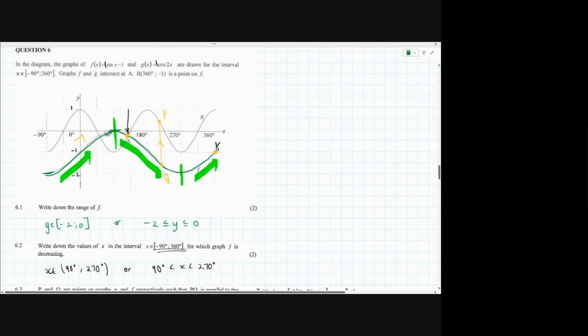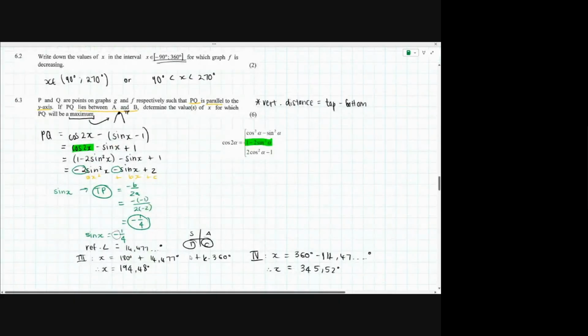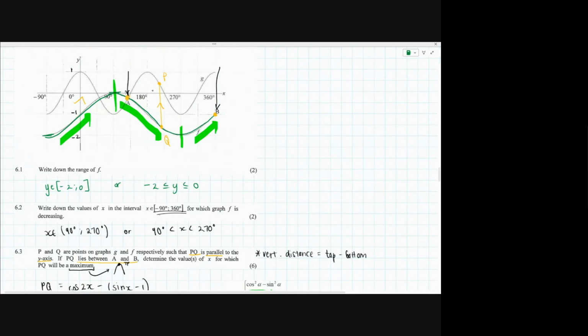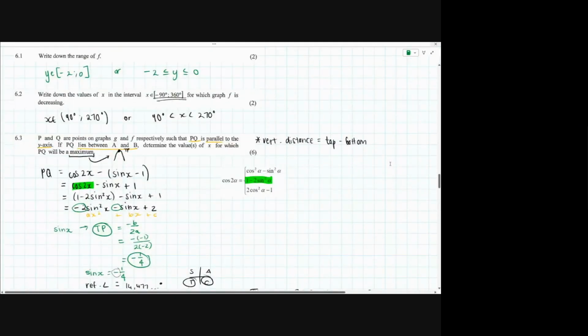And so remember, point A and point B, that's where my solutions lie. Both of these solutions lie in that interval. 194 is somewhere here, 345 somewhere here. So at these points, I will have a maximum length of PQ. That is what the solution is saying to me.